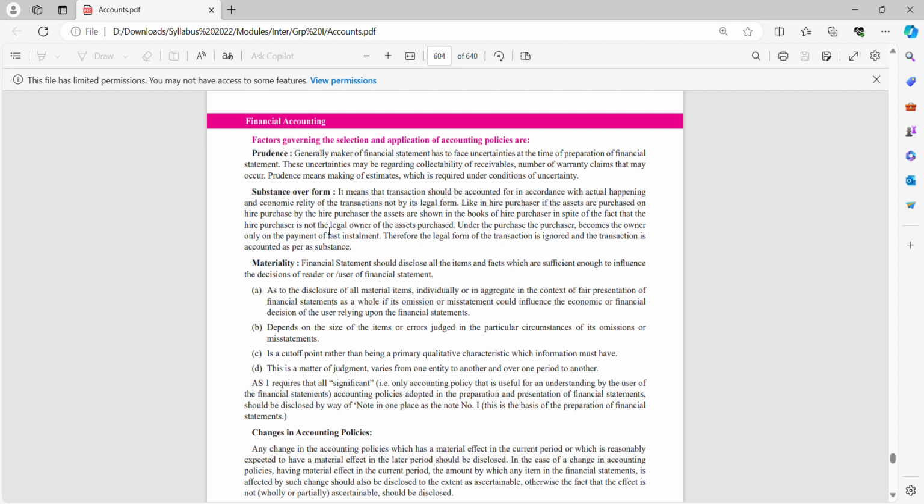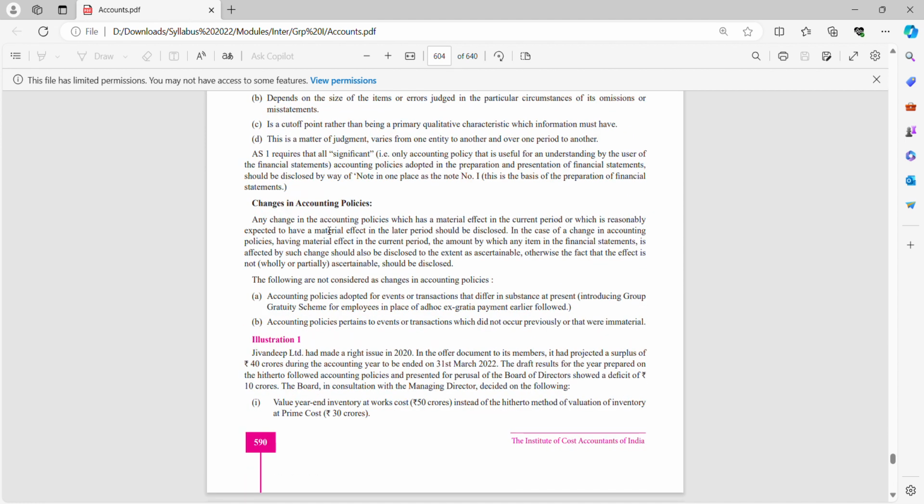So we have materiality. Materiality means all important. Okay, materiality means relevant, all important. So materiality means anything important which is relevant for the particular period that I'm supposed to take into account. If it is not important, not relevant, please ignore it.